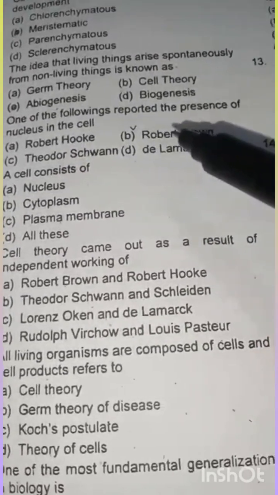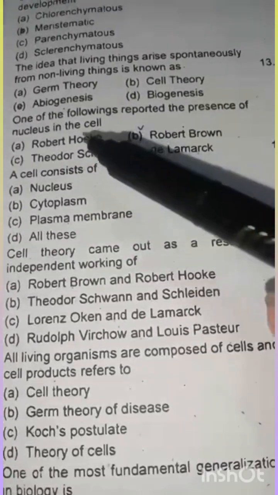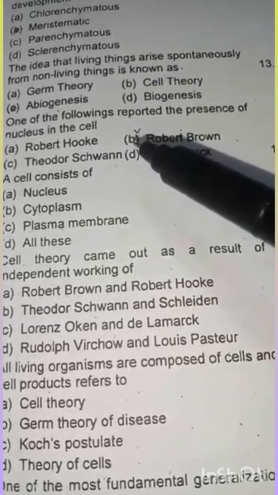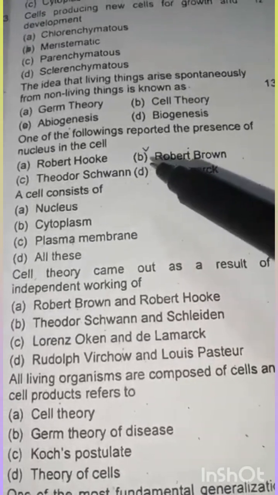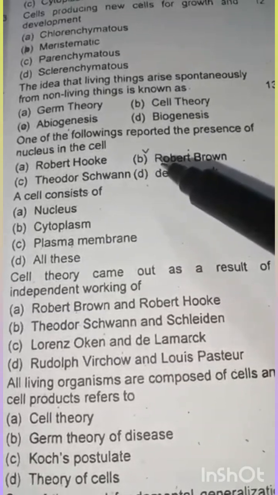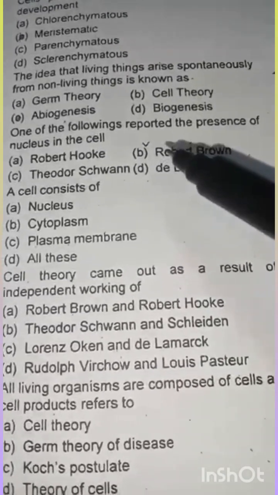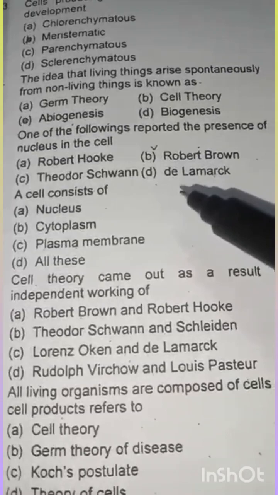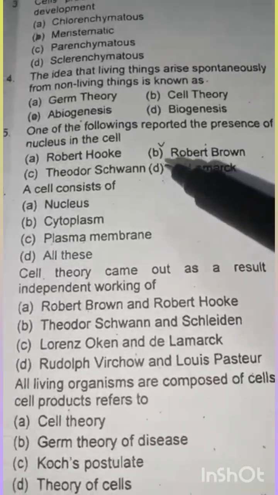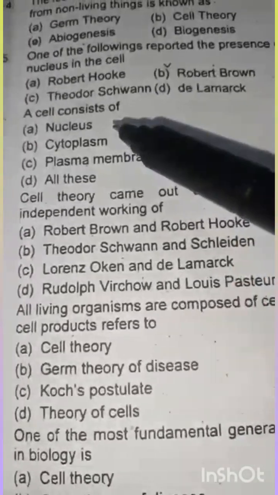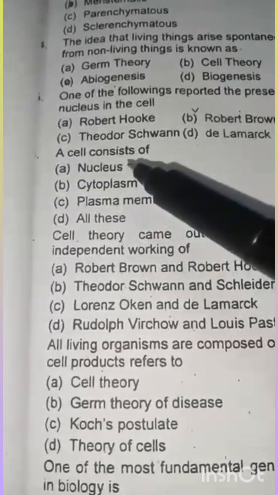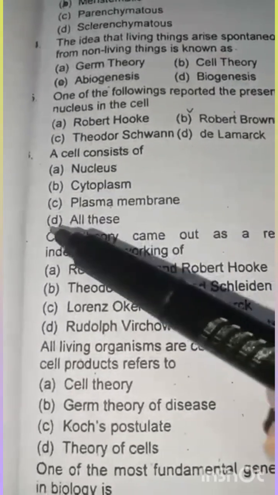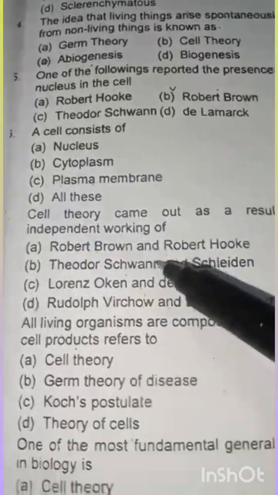Who reported the presence of the nucleus in the cell? Robert Brown confirmed in 1831 that the nucleus is present in the cell and plays a vital role in the activity of life. It acts as the brain of the cell. A cell consists of nucleus, cytoplasm, and plasma membrane. These are the three major parts of the cell. So option D, all of these, is correct here.